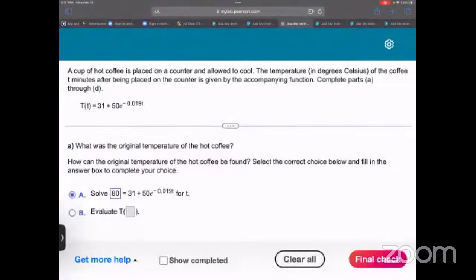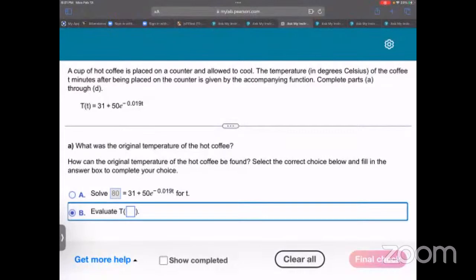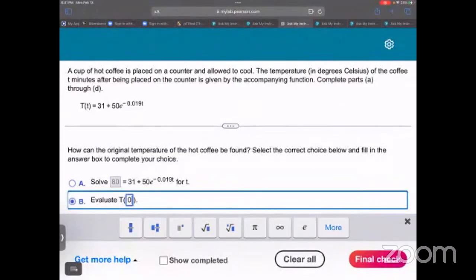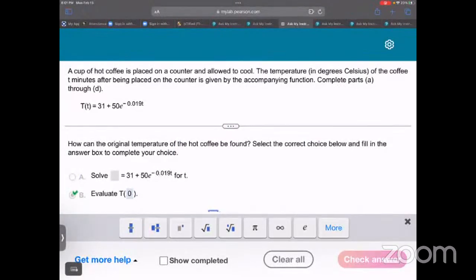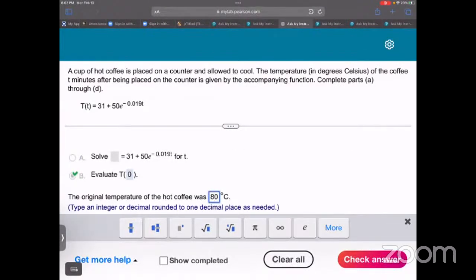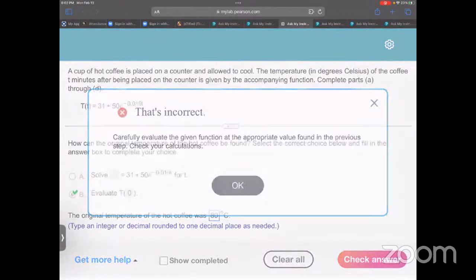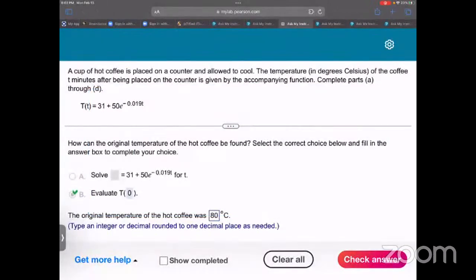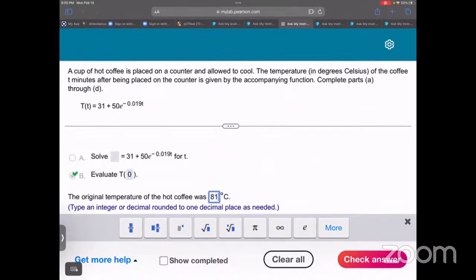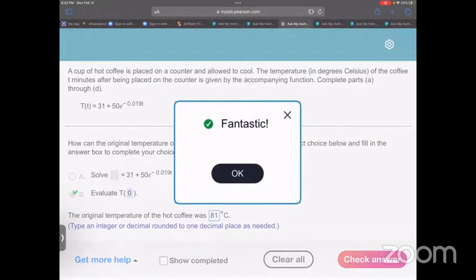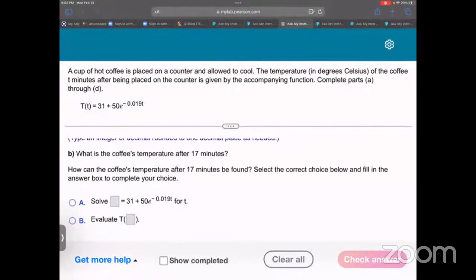Evaluate T of 0. Okay, and the original temperature we got was 80 degrees Celsius. And it's 0, right? That's a 1. Oh, 81, sorry. 81 degrees Celsius. That looks good. So then part B asks us, what is the coffee temperature after 17 minutes?